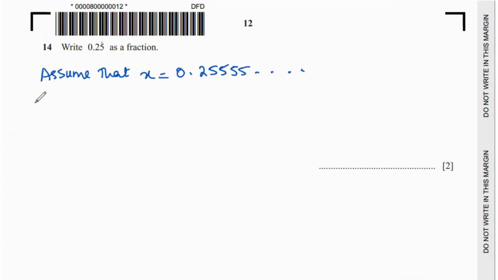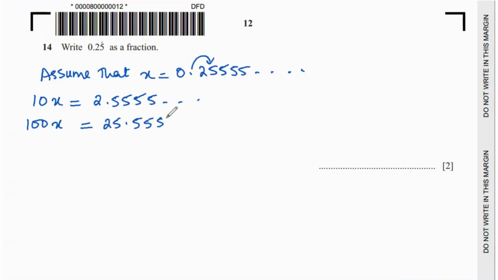Then we multiply x with 10. So 10x equals 2.5 recurring now. When you multiply x with 10, the decimal moves one place to the right-hand side. Now again, I'm going to multiply x with 100, which will give us 25.5 recurring now.